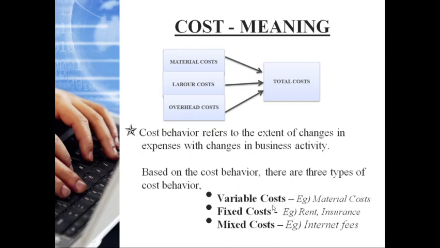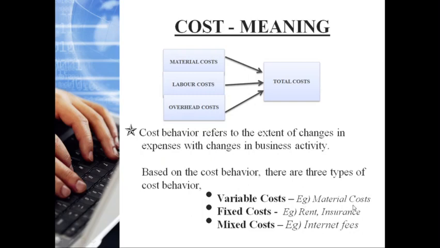Variable costs are costs wherein there would be an equal change in expense with the change in business activity. Fixed costs are such costs where there will not be any change in the expenses with changes in business activity. And mixed cost is where there would be a partial change in expenses with change in business activity and partially it would be fixed. So mixed costs are semi-variable costs, and they have the characteristics of both variable cost and fixed cost.